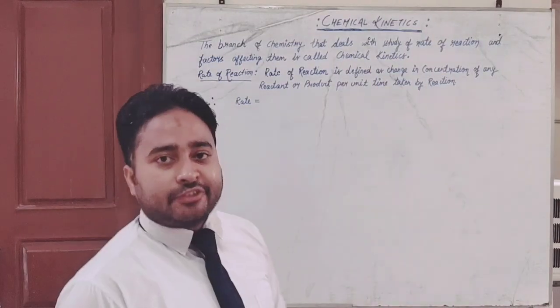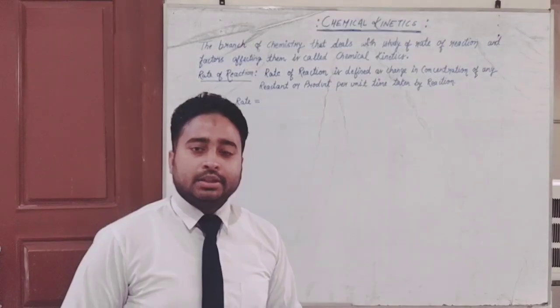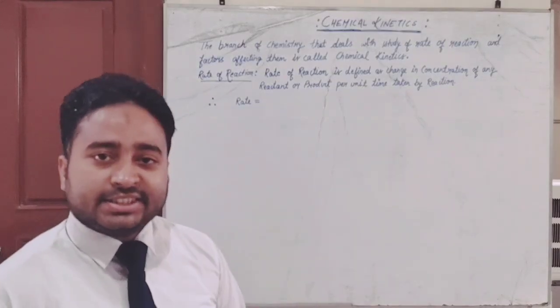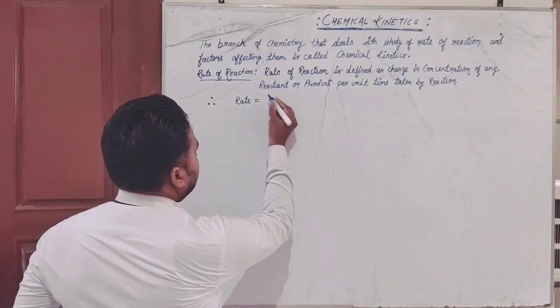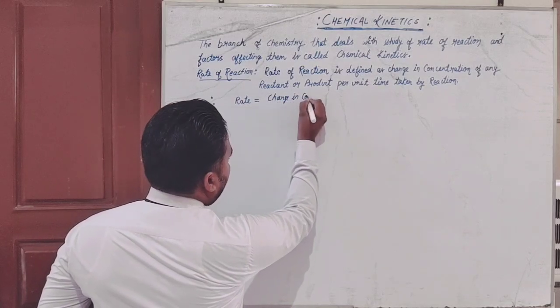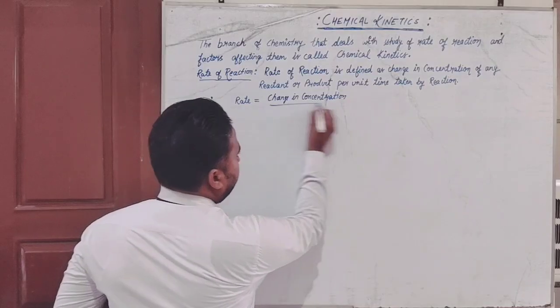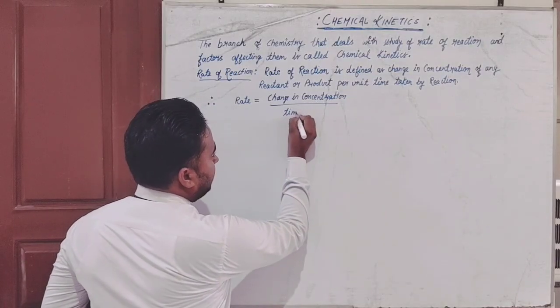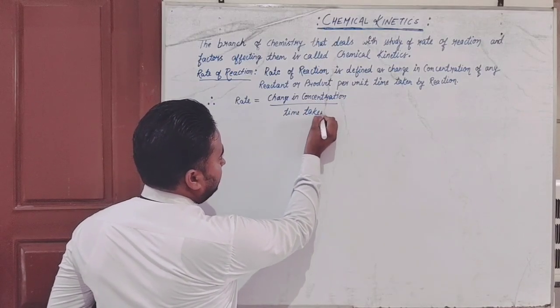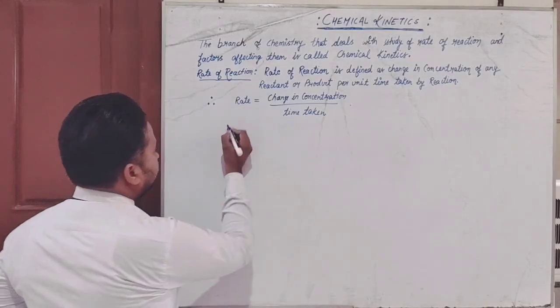Rate of reaction is defined as change in concentration of reactant or product at any time taken by the reaction. Thus, this can be represented by the formula rate is equal to change in concentration per unit time, that is the time taken by the reaction. Let us understand with an example.